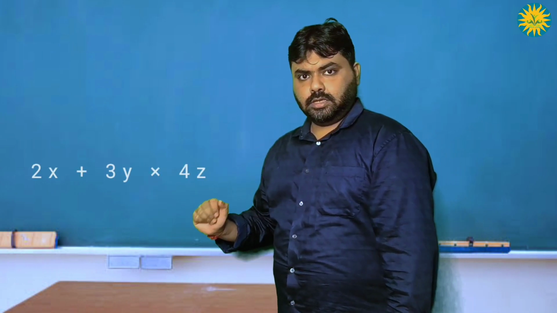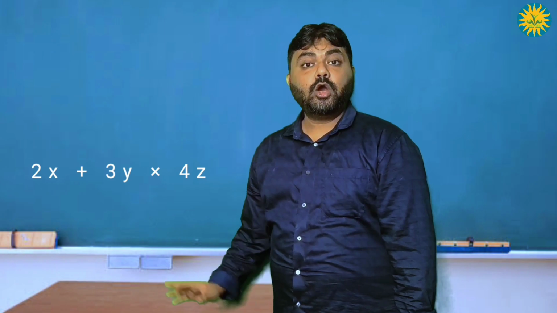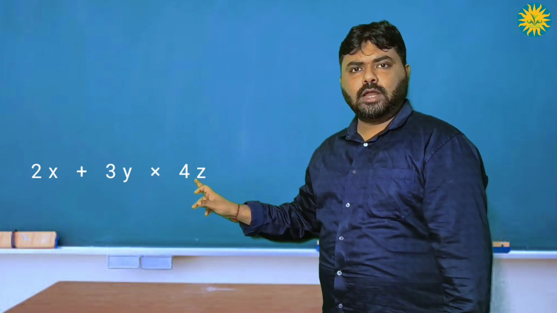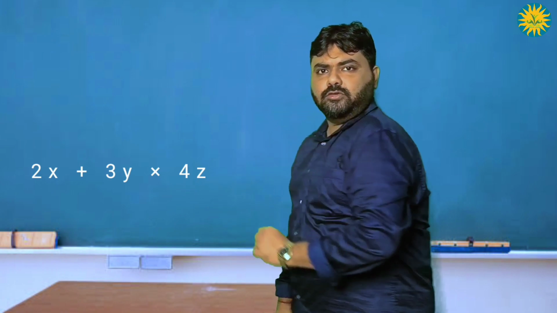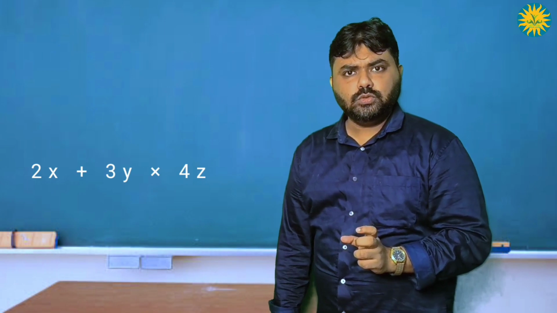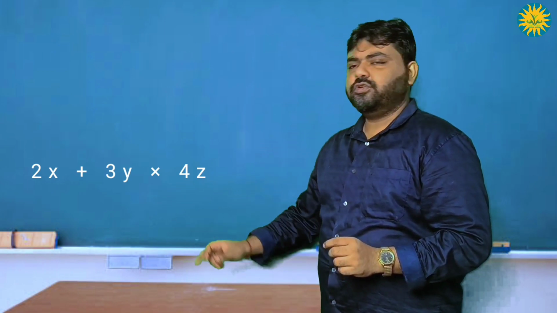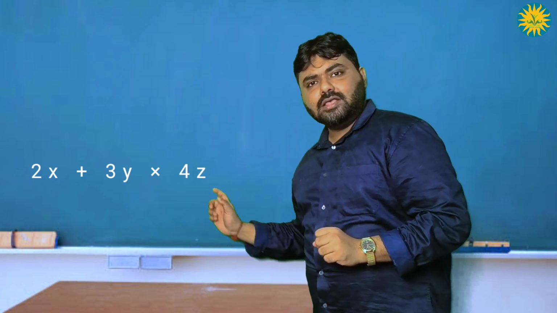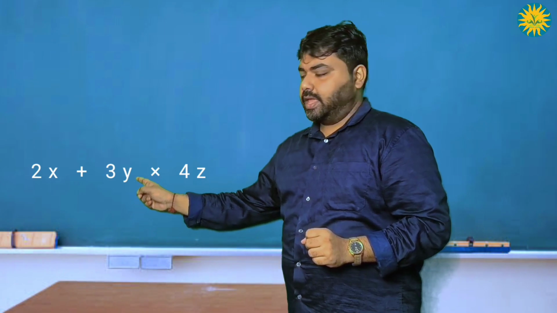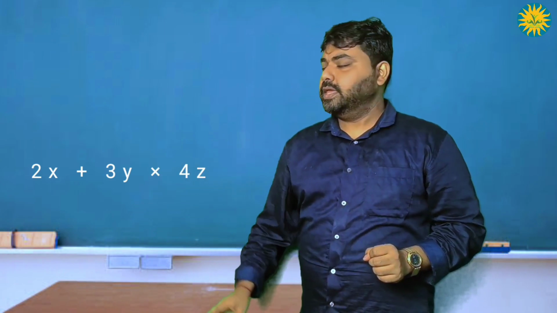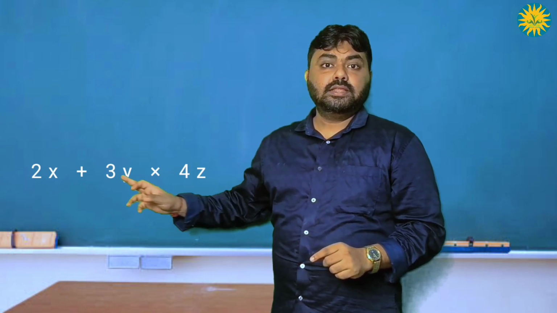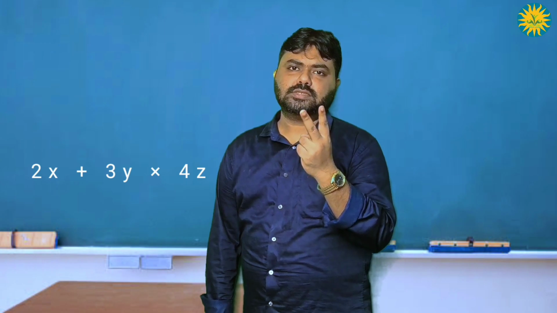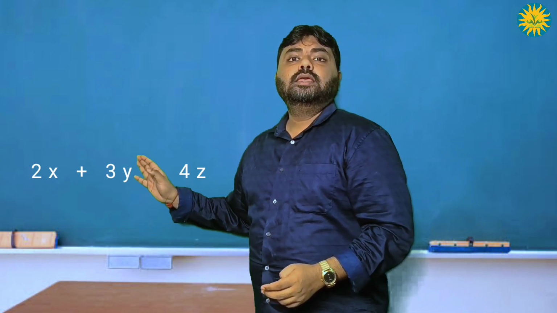Now, if we say 2x plus 3y multiplied by 4z, how many terms are there? 2x plus 3y multiplied by 4z. Here, 3y multiplied by 4z has a multiplication sign in between these two, therefore it is considered to be a single term. So 2x is one term, and the combination of these two is another term. Therefore, they are separated by a plus sign. That's why we can say there are two terms in this algebraic expression, and it is a binomial. This is how we separate two terms, three terms, four terms, any terms, with a plus sign or minus sign.